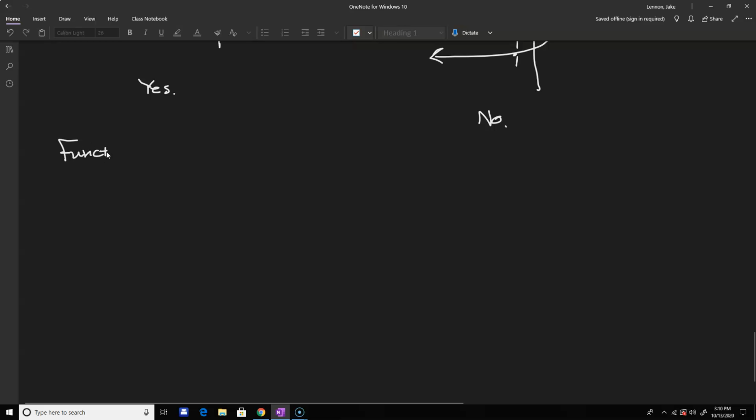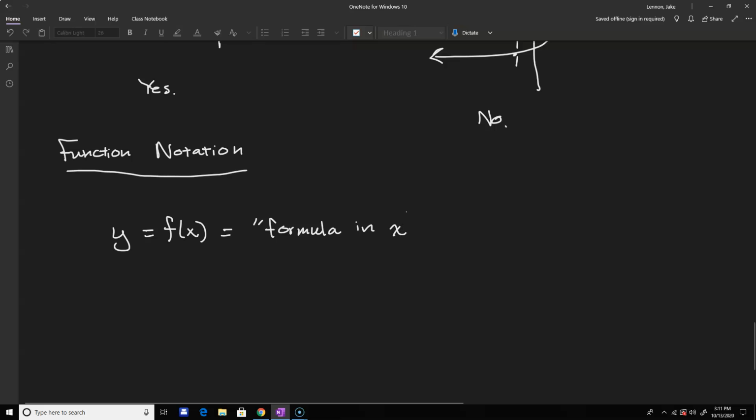So function notation. Function notation looks something like this. We have y is equal to f of x, and usually this is given by some formula in x. So this is known as the dependent variable, or the so-called output. x represents the independent variable.